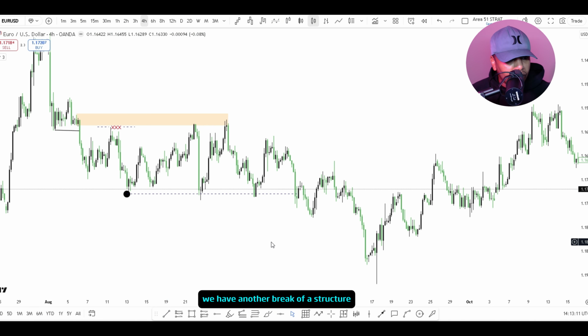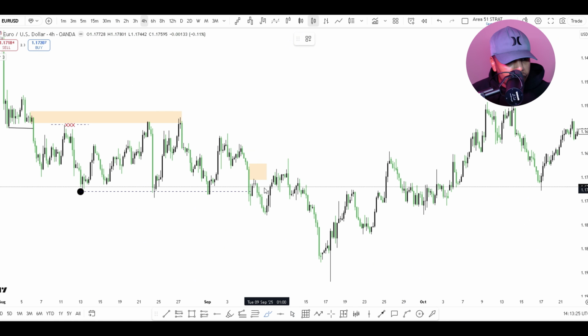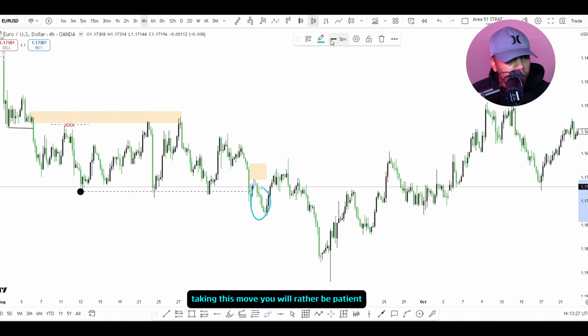We have another break of structure. Once we get this break of structure, instead of taking this trade here, marking this as your imbalance / supply zone, and then executing this mini trade, taking this move, you will rather be patient and treat this as an inducement. You would rather treat this as an inducement.